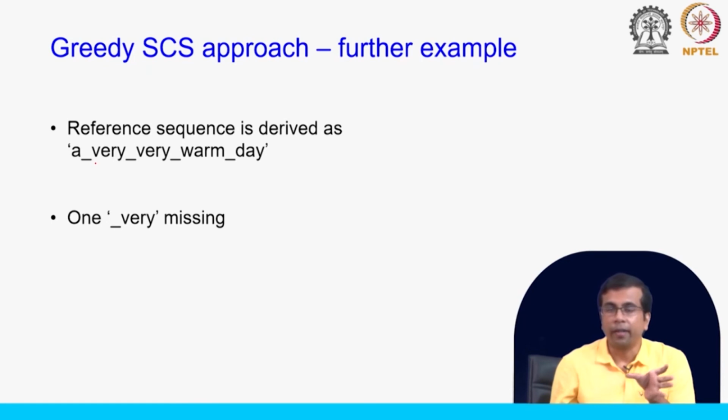So, what we get from this example when you traverse through this graph that I illustrated in blue, is that if we traverse that path, we will get this very warm day, again with one very word missing, because of these repeats. We will see that the assembly process is hindered. We are not getting the right reference sequence.